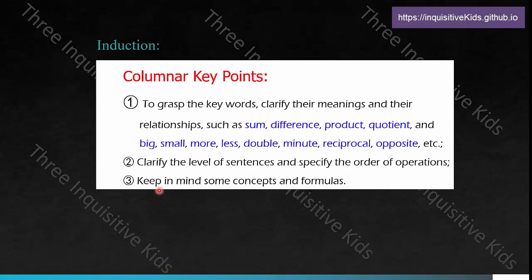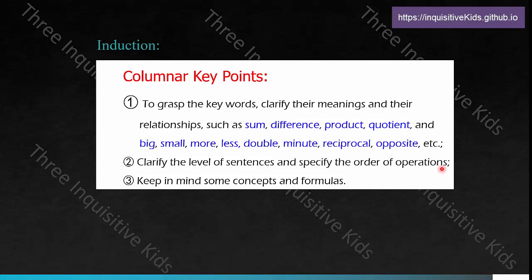So here are some key points. 1. Grasp the key words, and clarify their meanings and their relationships, such as sum, difference, product, quotient, and big, small, more, less, double, reciprocal, opposite, etc. You have to know the key words used in the scenarios if you want to figure out a formula to express that, because you've got to know what operation to use or what relationships there are. So knowing all of these keywords is going to help you identify what operation to use, how to put it in there, and what the relationships are.